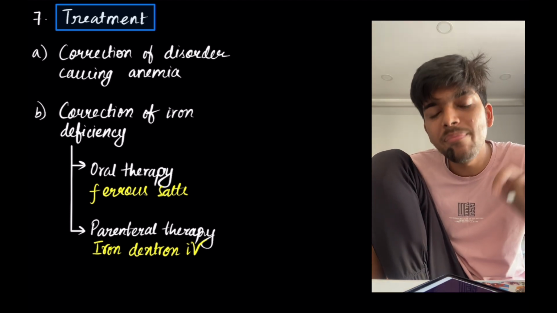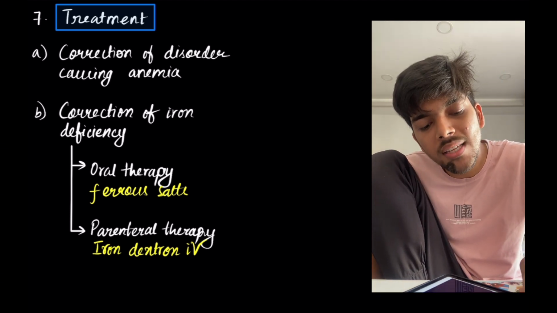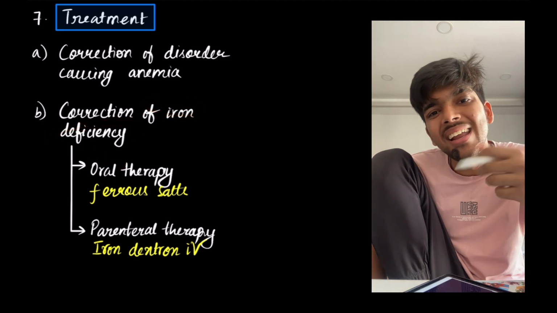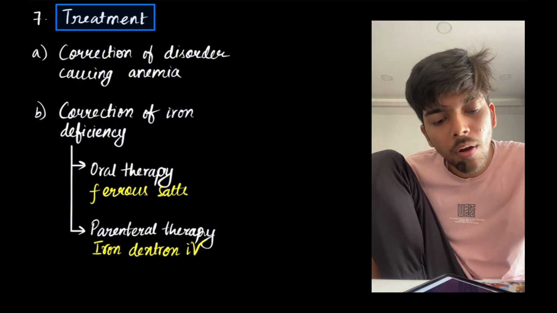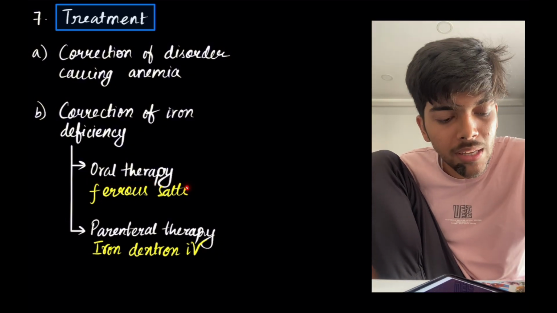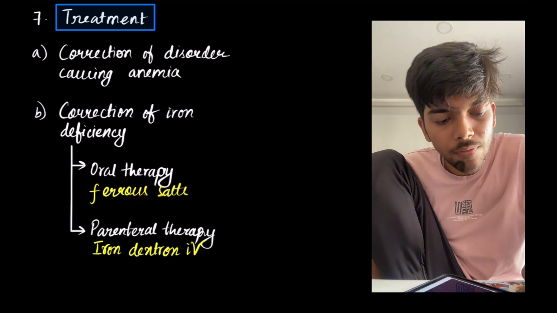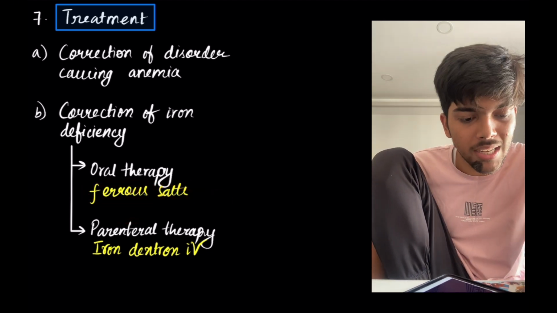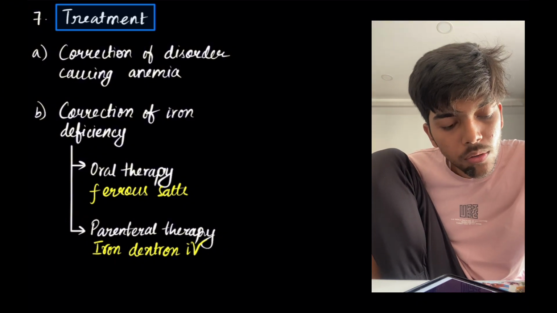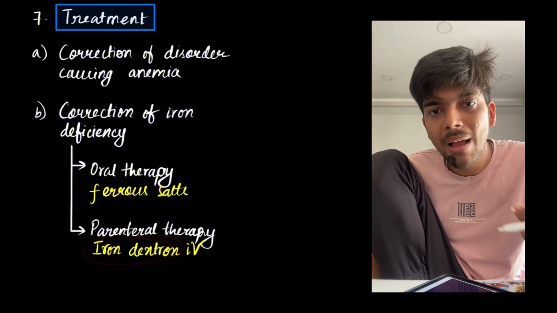But if anemia is caused by actual deficiency in iron, like deficiency in intake of iron or maybe absorption of iron, then we can perform either oral therapy by giving ferrous salts, Fe2+ salts, because Fe2+ gets absorbed easily, or you can also give iron dextran by IV route.